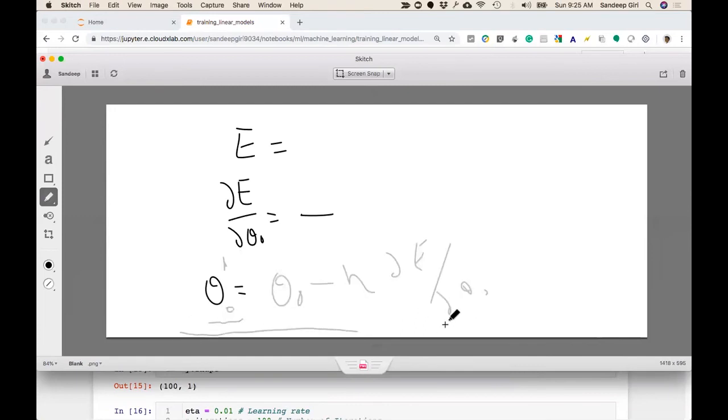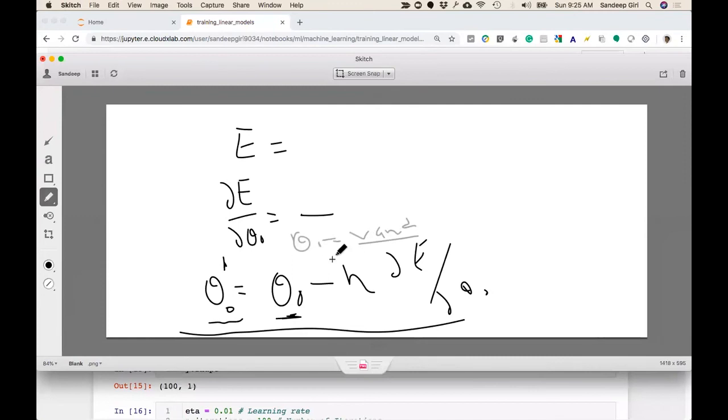All right. So what you see here is that this theta naught was a random value. Initially we'll say theta naught is random. We just assumed some value of theta naught. And then what we did was we said theta naught minus eta, and we multiply by the rate of change of error with respect to theta naught.